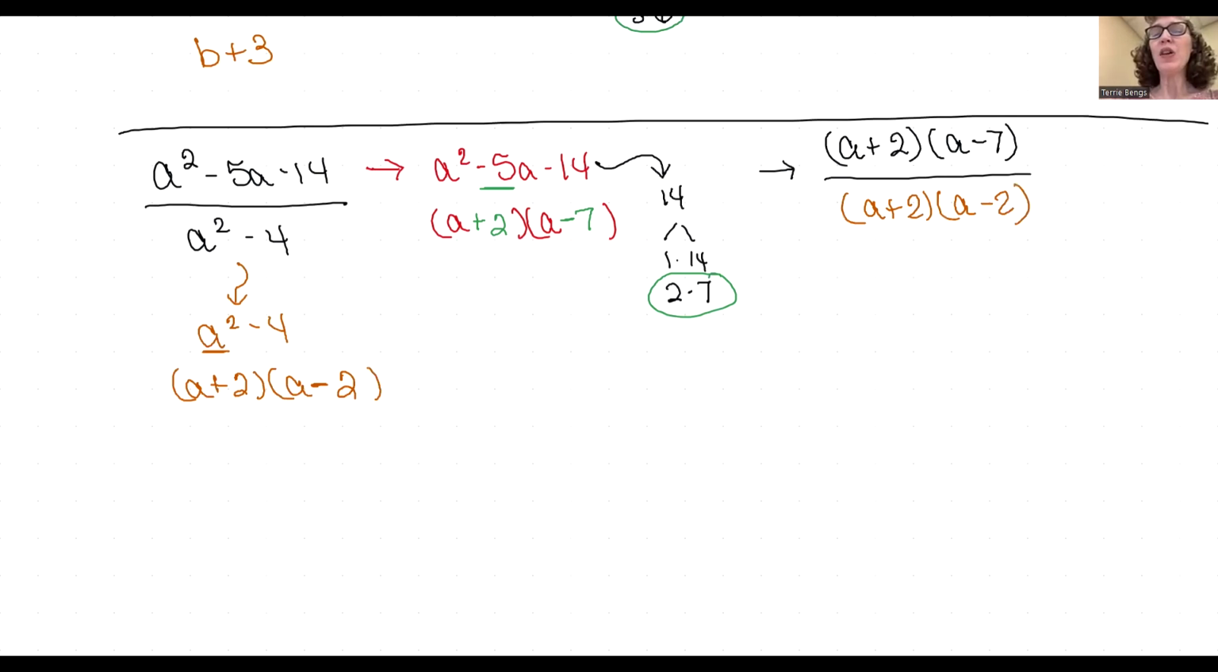Now, we're going to cancel out what they have in common. They both have an a plus 2, right? And so what does that leave us with? That leaves us with a minus 7 over a minus 2. And that is the completely factored form of that rational expression.